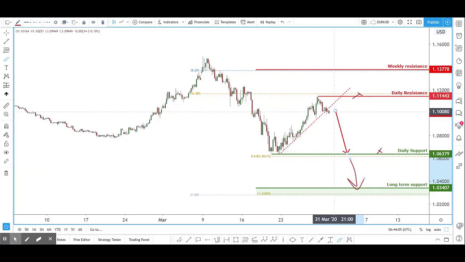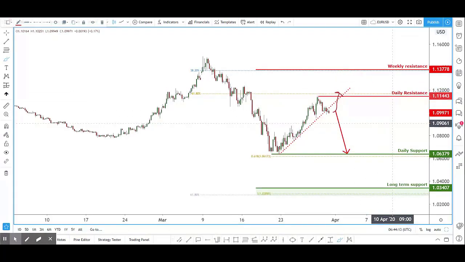And if the price does reverse above the daily resistance, I would go long and play towards the weekly resistance. That's all we have for today, for today's trade of the day.